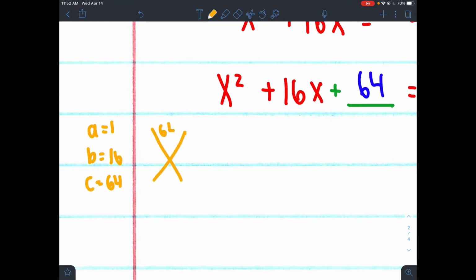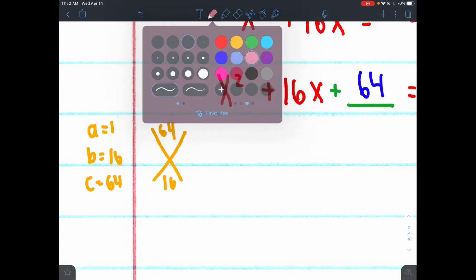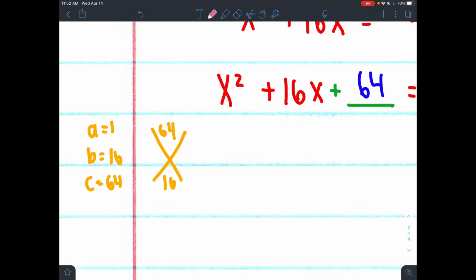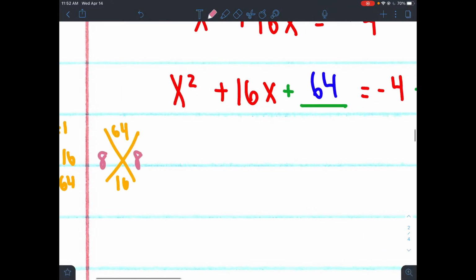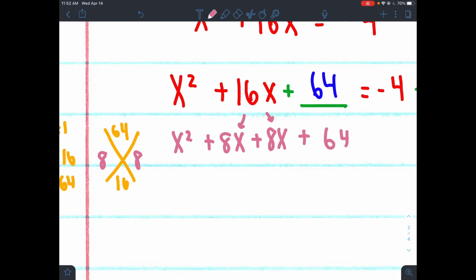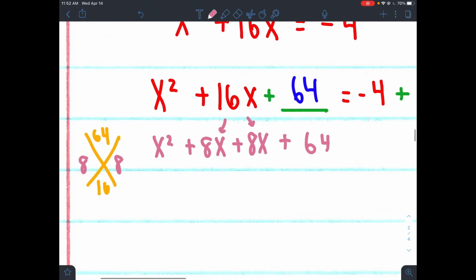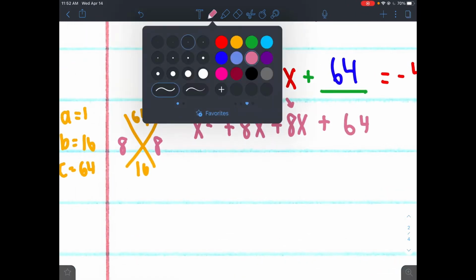So you have 64 on top, 16 on the bottom, and you're like, okay, what two numbers multiply to 64 but add to 16? Oh, 8 and 8. Okay, let's rewrite this. x squared plus 8x plus 8x plus 64, right? Because you're splitting this guy up. Okay, so you keep going, right? So you're not writing any of this because this is the long way.